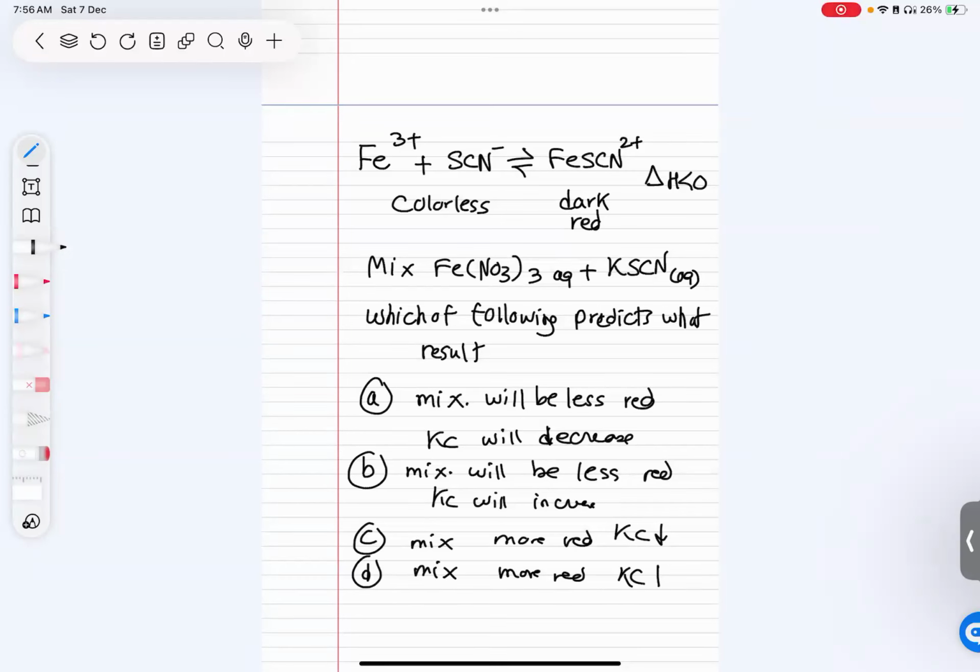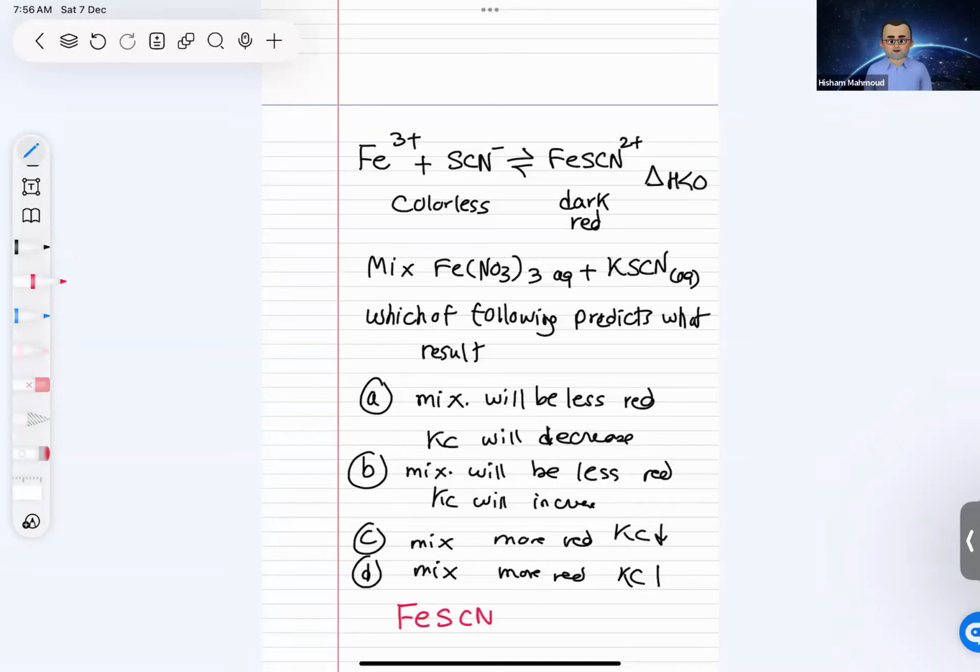Oh, it's going to go to the left. Why? Because if you mix these two, it's going to form iron thiocyanate, FeSCN. And then when it forms FeSCN, what happens? It's going to increase the concentration of the product, so it's going to have to decrease it. So it will become less red, and Kc.